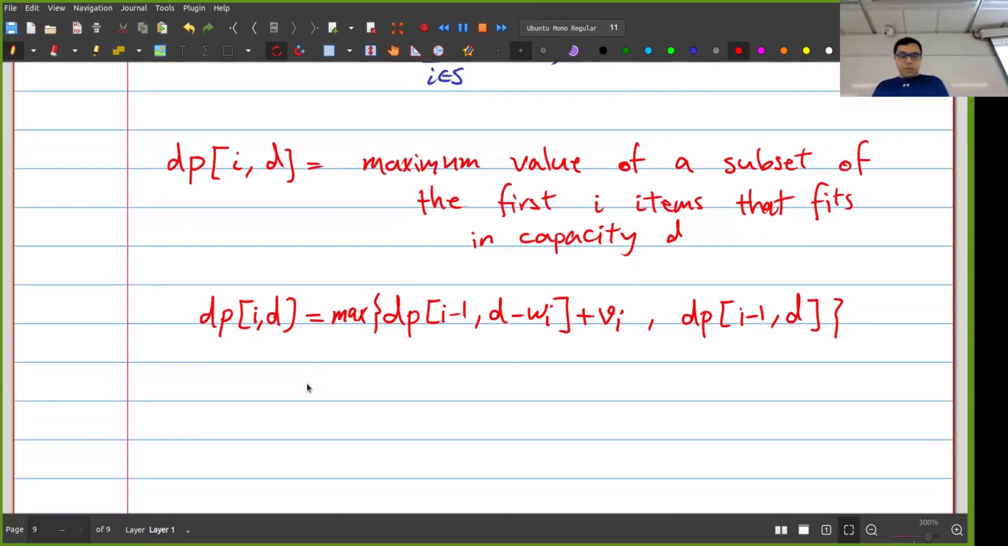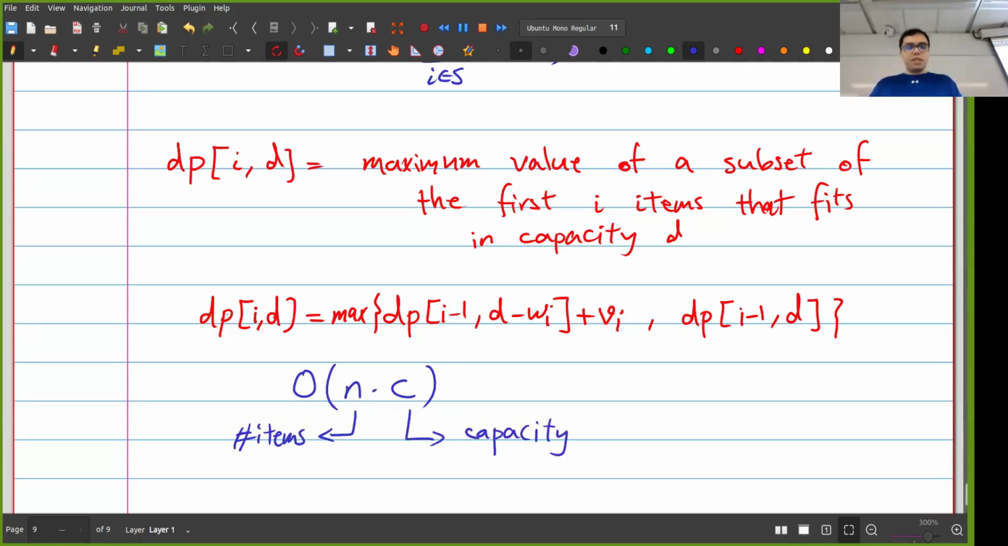And we saw the runtime here. The runtime was basically O of n times C, where n is the number of items and C is the capacity of the knapsack, right? Because I'm calculating these dp values for every i from 0 to n and for every d from 0 to C. So I'm calculating n times C dp values, and for each one of them, I'm spending only constant time.